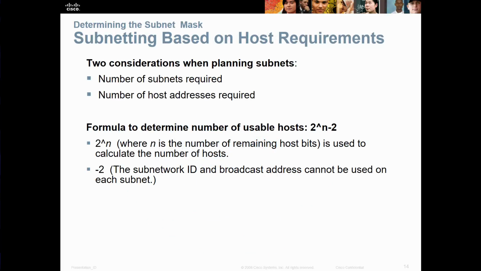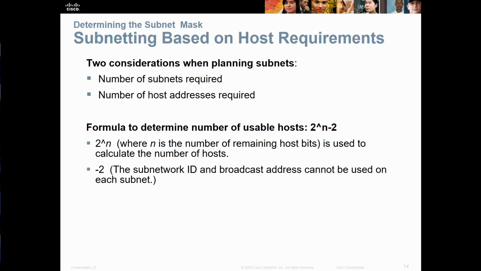So, considerations when we're looking at host requirements: the number of subnets required, first of all, and the number of hosts required. If we need 1,000 hosts, but we also need 500 networks, is that going to be realistic? So we have to keep that in mind. Again, the formula to determine the number of usable hosts is 2 to the power of n, where n is the remaining zeros after you borrow, subtract 2. That gives you the number of usable hosts. Why do we subtract 2? We subtract 2 because we cannot use the ID or the broadcast.